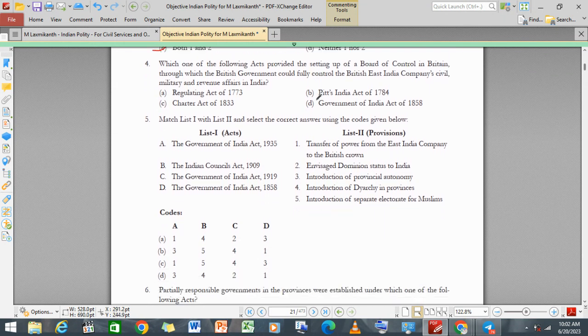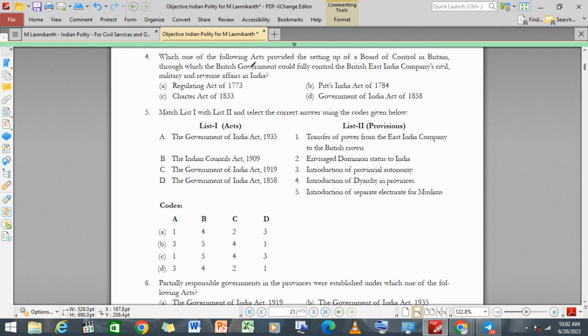Coming on to the fourth question, which one of the following acts provided to set up the Board of Control in Britain? BOC. It came in Pitt's India Act, right? And yeah, I think B is the answer. Without even thinking, I'm telling you, because the Board of Control and Court of Directors came in the Pitt's India Act when William Pitt was the Prime Minister of Britain at that time. All right, Regulating Act was never there.